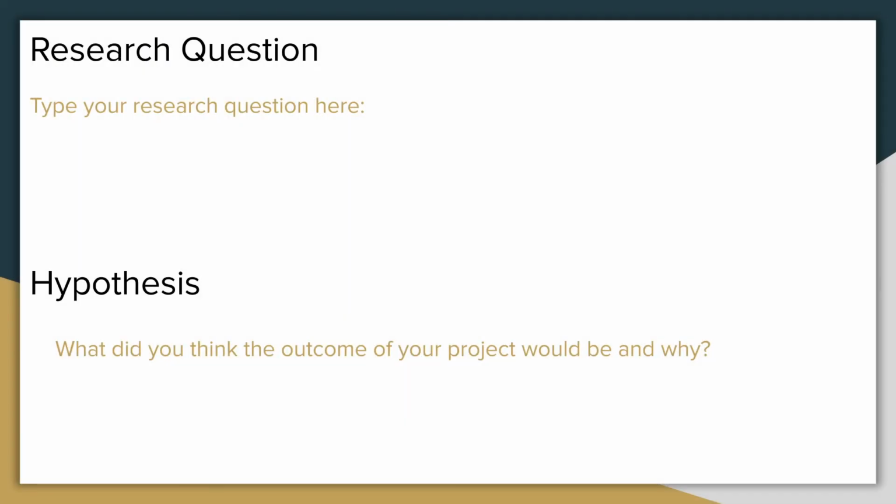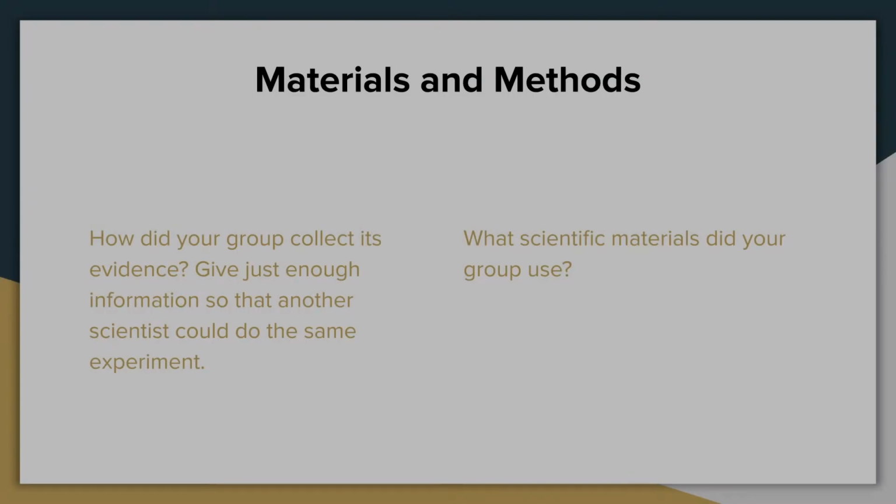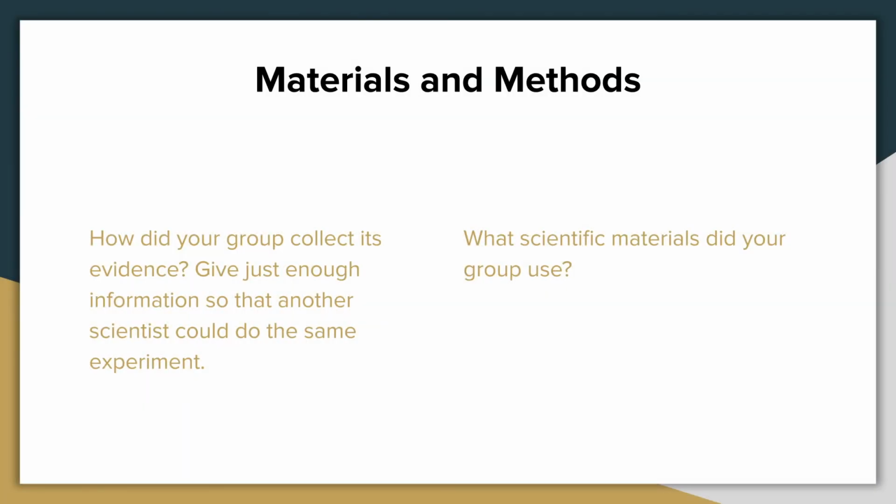On the next slide, you'll tell your audience what your research question was and what your hypothesis is. After that, you will show them how you did your experiment. In your materials section, include the scientific materials you used to do your experiment, and then describe how you did your experiment with the method section. Here you want to use just enough information so that another scientist could do the same experiment. Bullet points work great here.